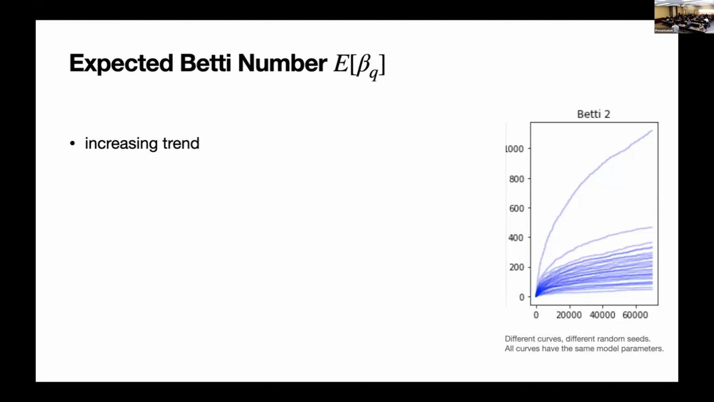And the intuition is that the higher order simplices appear at a rate that is much slower than the lower order simplices. So as lower order holes are formed, they're killed at a rate that is too slow for the Betti number to decrease.